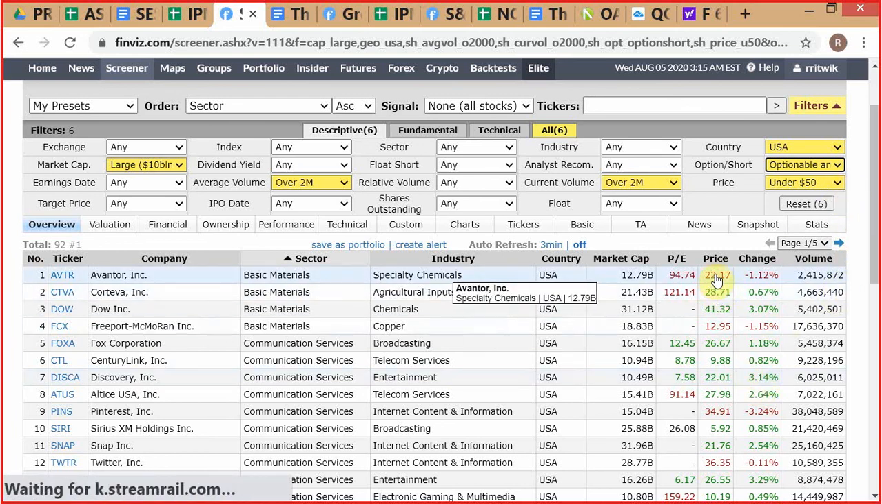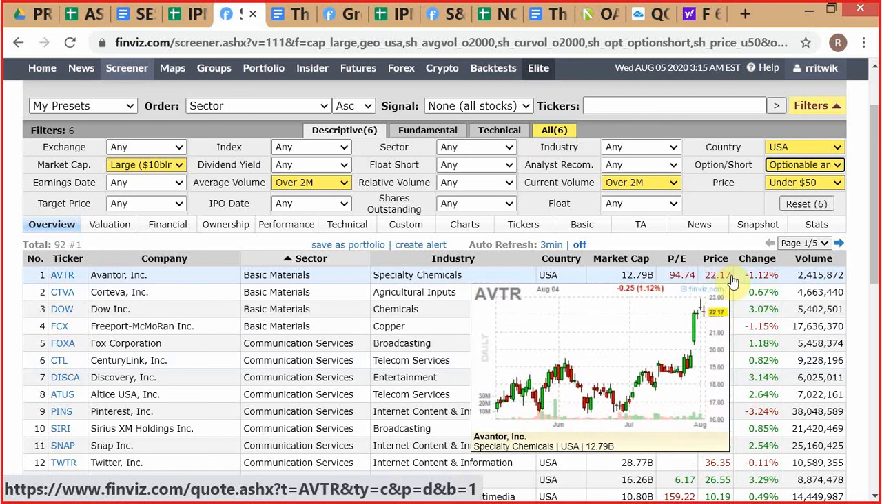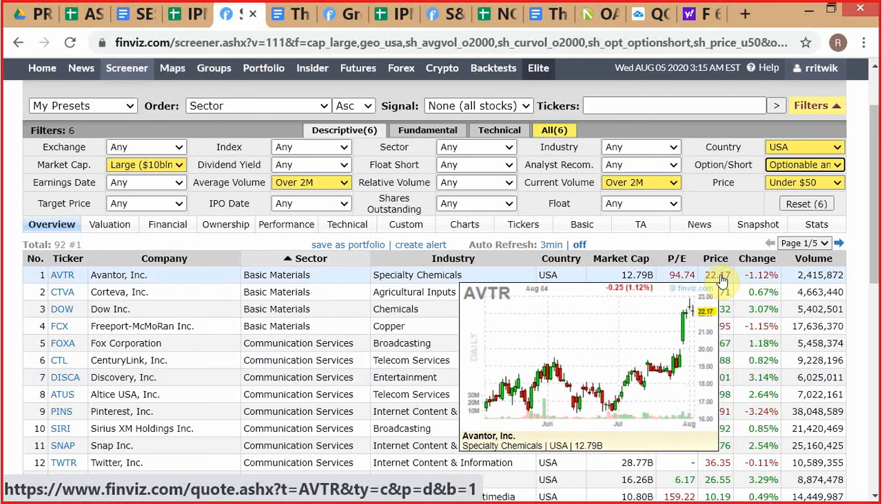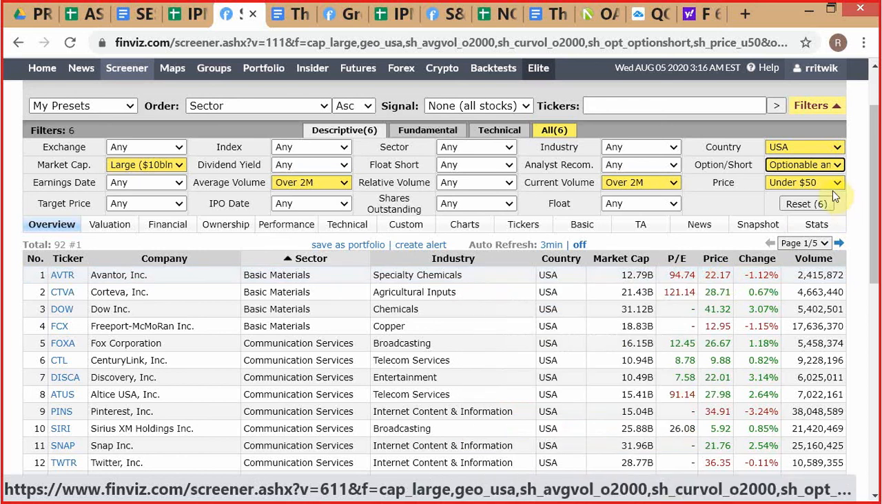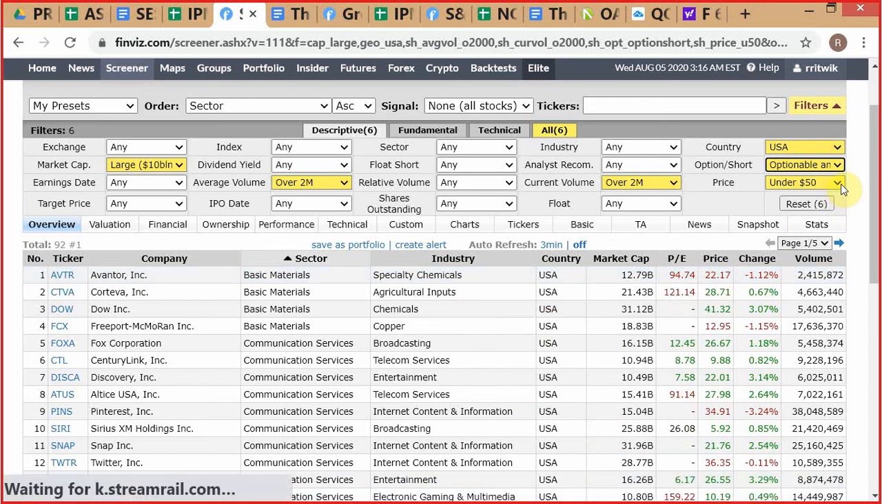Here the price is, Avantor is 22.17. If you buy Avantor, market lot is 100 shares, so you'll have to pay 22.17 into 100. So that's why I've chosen prices under $50, so that you can actually trade decent amounts with your $1 million capital available to you, okay?